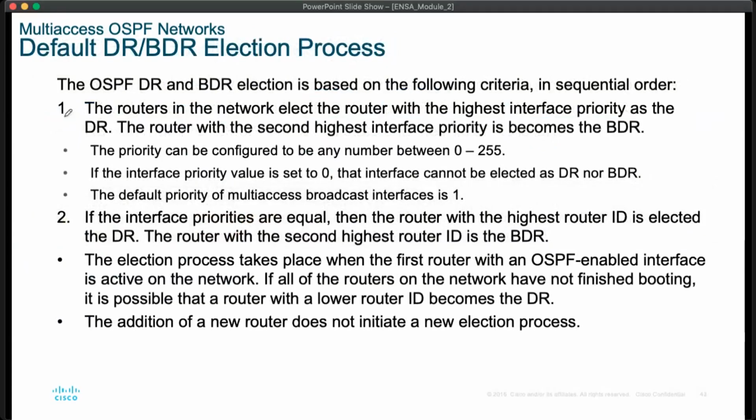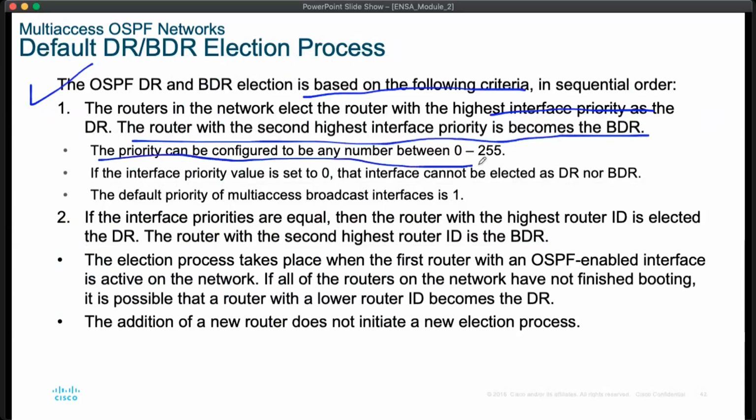So, the default DR and BDR election process. The OSPF DR and BDR election is based on the following criteria. First, the routers in the network elect the router with the highest interface priority as the DR. The router with the second highest interface priority becomes the BDR. Next, the priority can be configured with any number between 0 and 255. If the interface priority value is set to 0, that interface cannot be elected as DR or BDR.